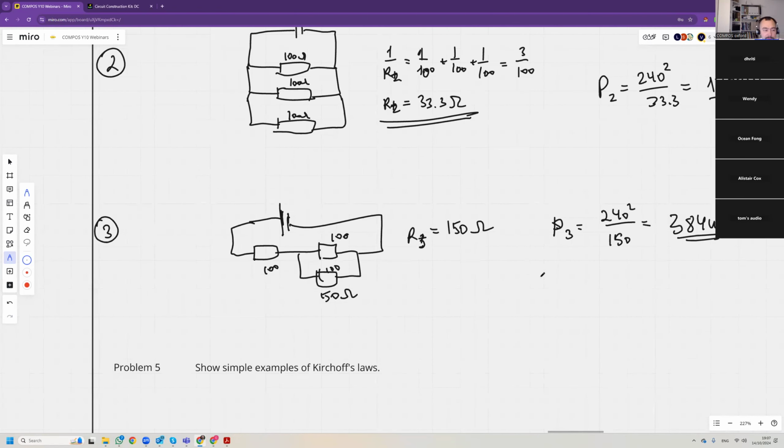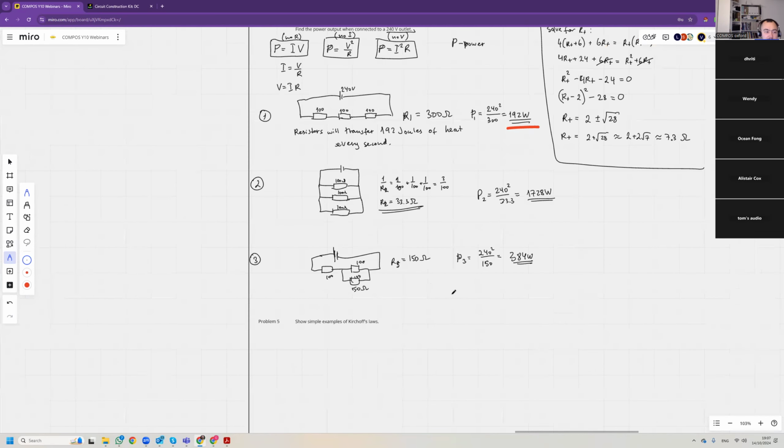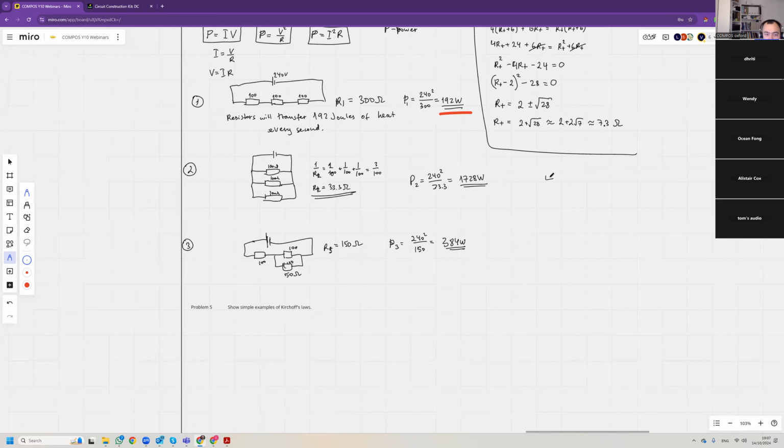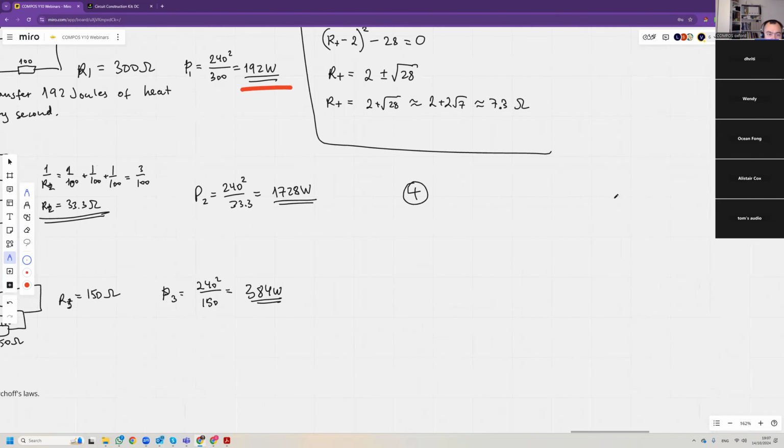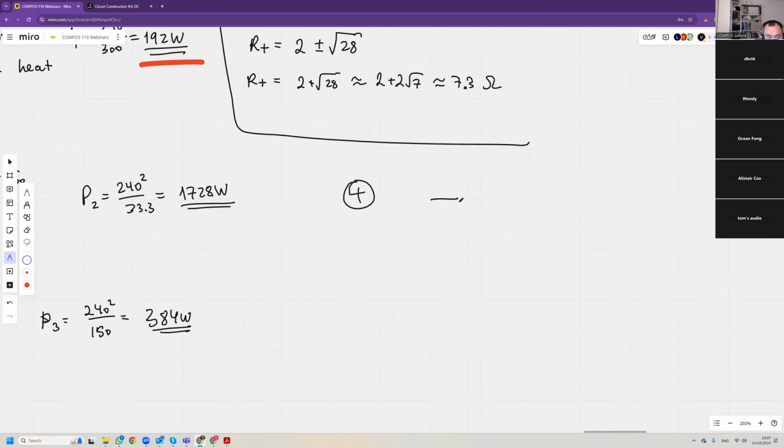And the fourth possible combination of 3 resistors is this. 2 parallel.